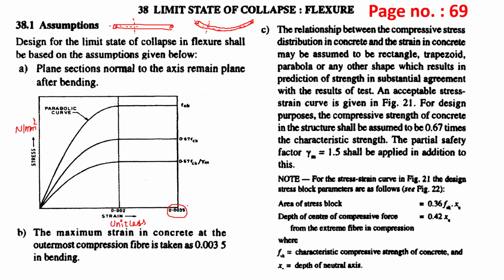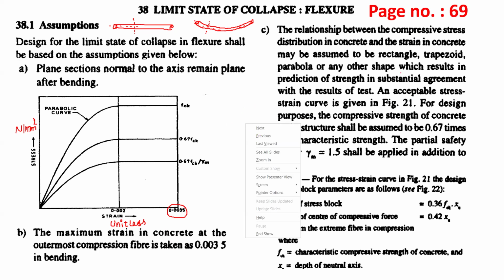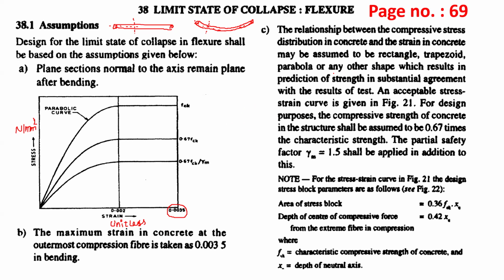Now we will go to the next. You can see the relation between the compressive stress distribution in concrete and the strain may be assumed to be rectangular, trapezoidal, or parabolic, or any other shape which results in prediction of strength in agreement with the results of tests. We have different curves, that is rectangle, trapezoid, parabola, or a combination. An acceptable stress-strain curve is given in Figure 21.